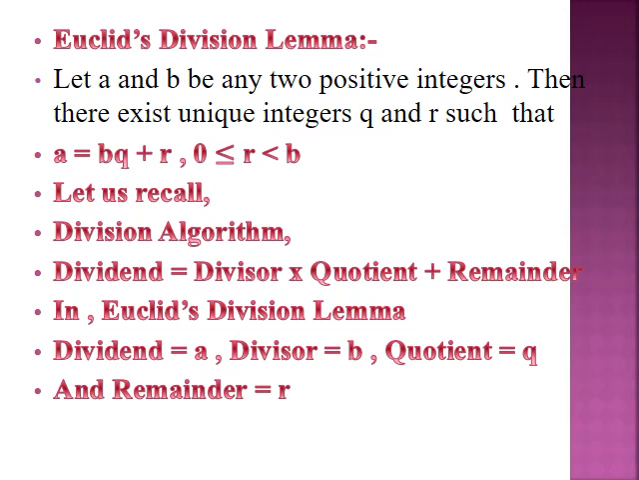So let us recall the division algorithm. The division algorithm of the previous classes says dividend equals divisor multiplied by quotient plus remainder. But now we are learning it in the form of Euclid division lemma, where dividend becomes a, divisor becomes b, quotient becomes q, and the remainder becomes r, and therefore we will write a equals bq plus r, where 0 less than or equal to r less than b.